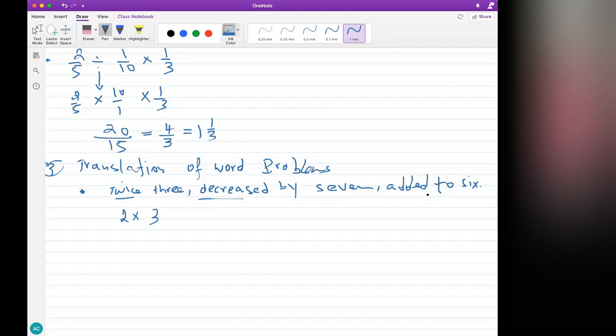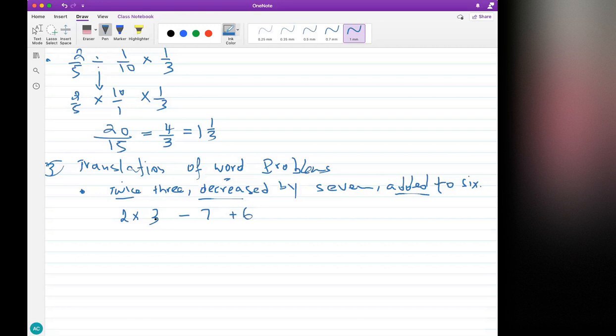The keywords here are these. Decreased, of course, means, what is decreased for? Subtraction. When you decrease something, decreased by 7, then added to 6, plus 6. These are exactly the same, just written into different forms.